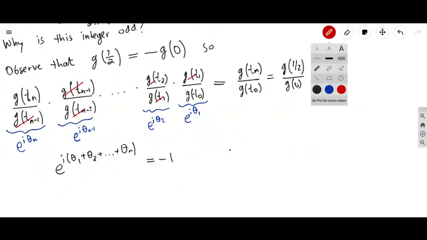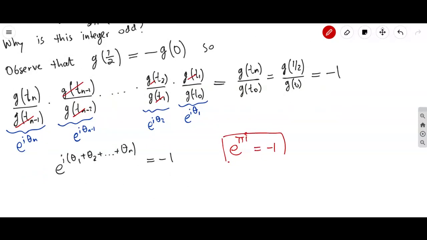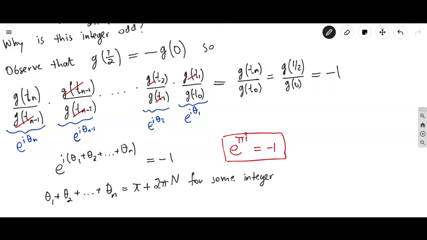Okay, and we of course know that e to the pi i is equal to -1, right? This is like a T-shirt that I'm sure you've seen. So that means that the sum of the angles, well, they do not necessarily add up to pi, but they will add up to pi plus some multiple of 2 pi because it's periodic. So it's going to be pi plus 2 pi times some integer, let's call it capital N, for some integer N in Z.